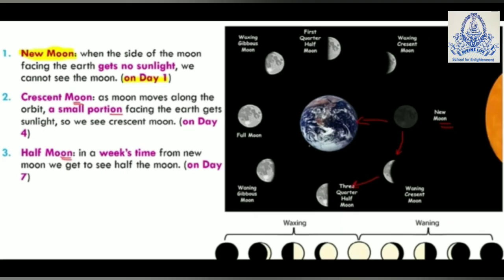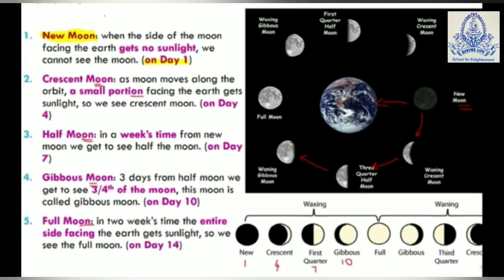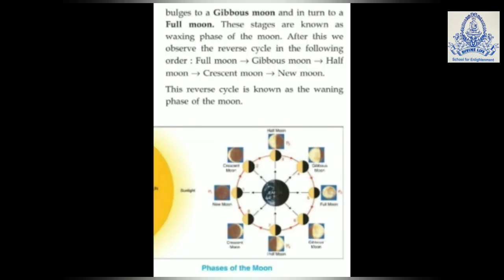In a week's time from new moon, we get to see half the moon. After 3 days from half moon, we get to see 3/4 of the moon. This moon is called gibbous moon. In a week's time, the entire side facing the earth gets sunlight, so we see the full moon. These stages are known as waxing phases of the moon.